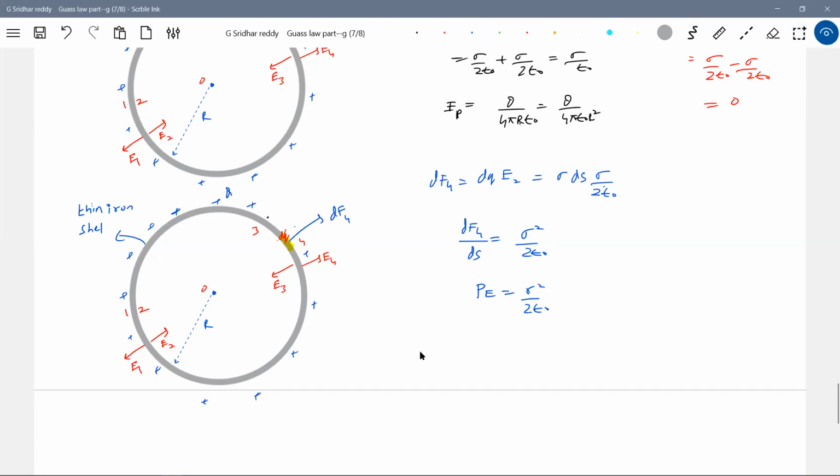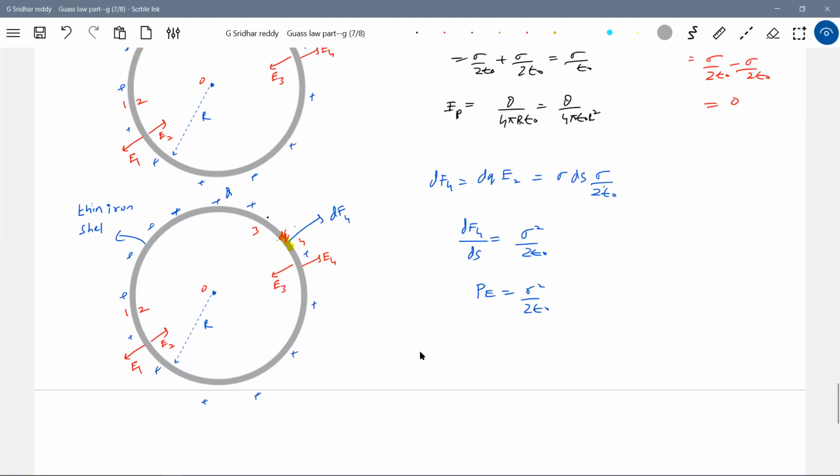Similarly, we can assume here some element. This element will experience force due to E3. The charge present at 1 will experience a force due to E3. The same idea: the charge present at 4 will experience a force due to the field produced by the charge at 1, or due to electric field E2. The same expression I derived is applicable here also. This is called electric pressure.